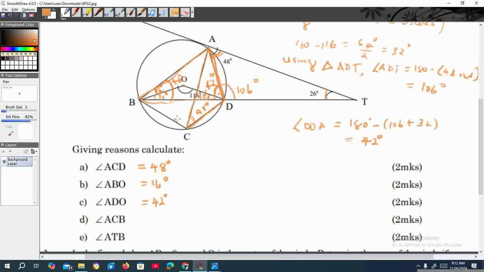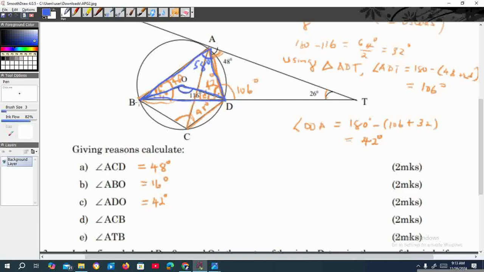This angle we're looking for here, ACB. This chord here, called BD, is subtending this angle of 116 degrees at the center. The same chord is subtending this angle BAD, still at the circumference. So the angle that is made at the center is always twice the angle that is made at the circumference. So this angle BAD will be half of 116, and that will be 58 degrees.